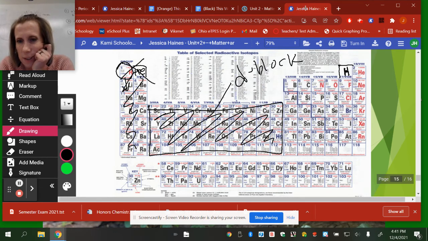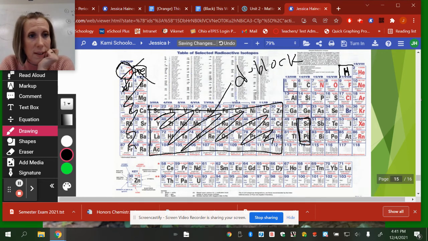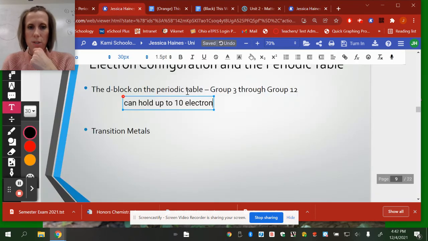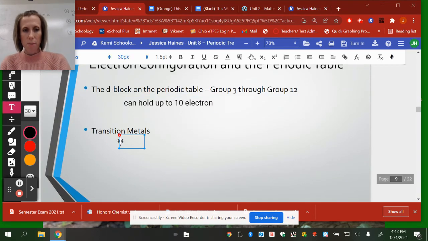And then also tin and lead are considered transition metals. I don't know. They just fell out of that section or something. So tin and lead are also part of the transition metal. They're not really part of the D block, but they're part of this category we call transition metals. So talking about some properties of transition metals.